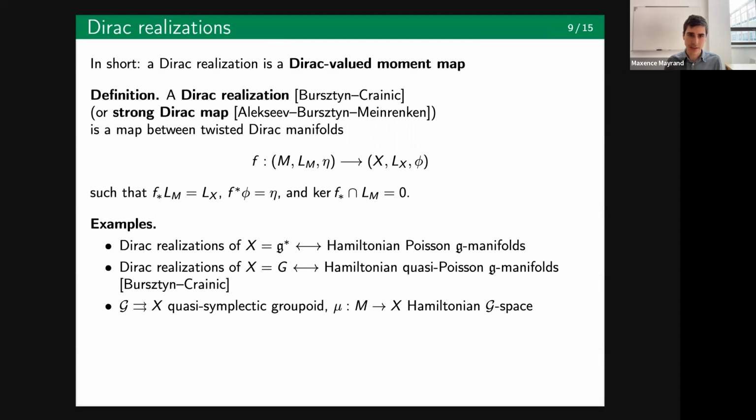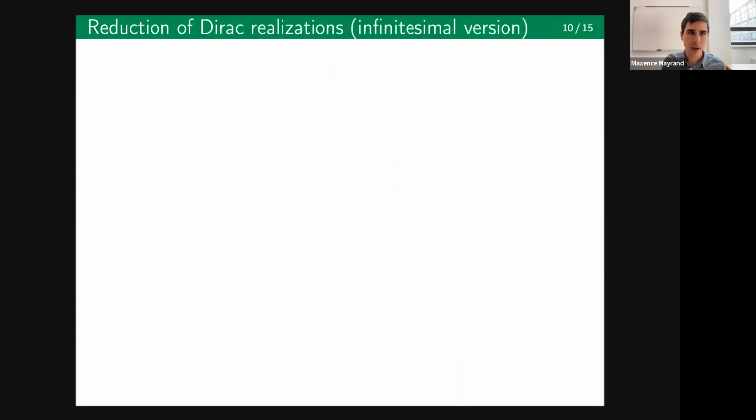And also, if you have a quasi-symplectic groupoid and a Hamiltonian G space in the sense of Xu that we had before, the moment map is automatically a Dirac realization. Conversely, you can integrate a pre-symplectic Dirac realization to a local Hamiltonian G space with a local action of the quasi-symplectic groupoid. Okay, so now our notion of reduction of Dirac realization is as follows. So that's the infinitesimal version of the construction.